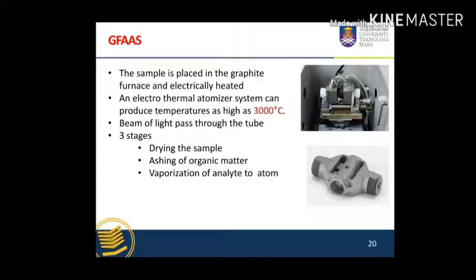Okay, we proceed to graphite furnace atomic absorption spectroscopy. The sample is placed in a graphite furnace and electrically heated. If flame uses fuel and oxidant, the graphite furnace uses an electrothermal atomizer system that can produce temperatures as high as 3000 degrees. A beam of light passes through the tube, and the sample is vaporized in three stages. The first is drying the sample, the second is ashing the organic matter, and finally vaporizing the analyte to atoms.